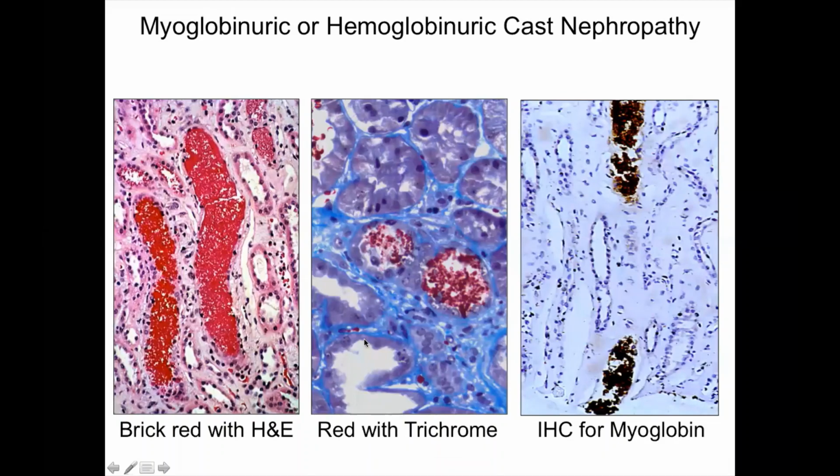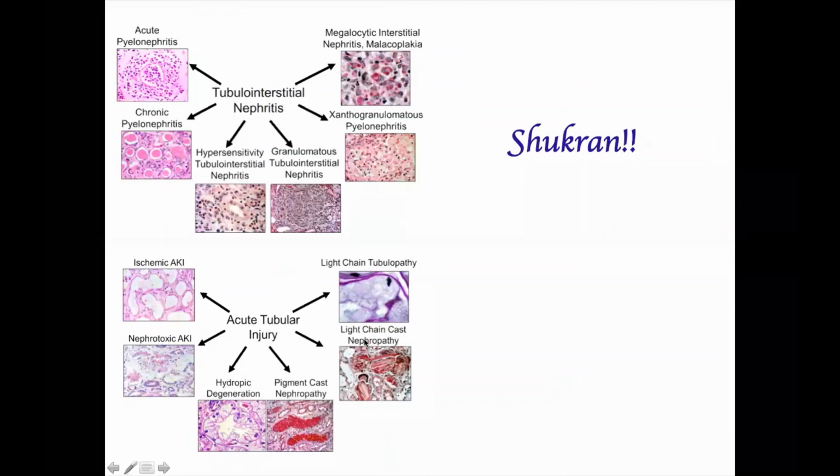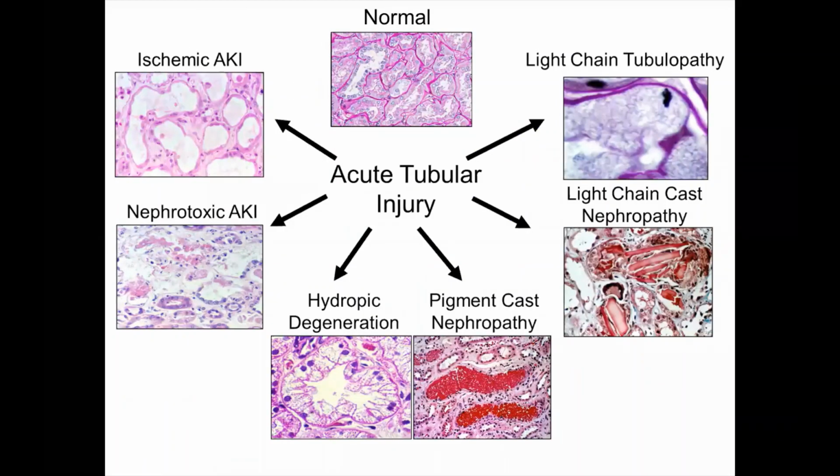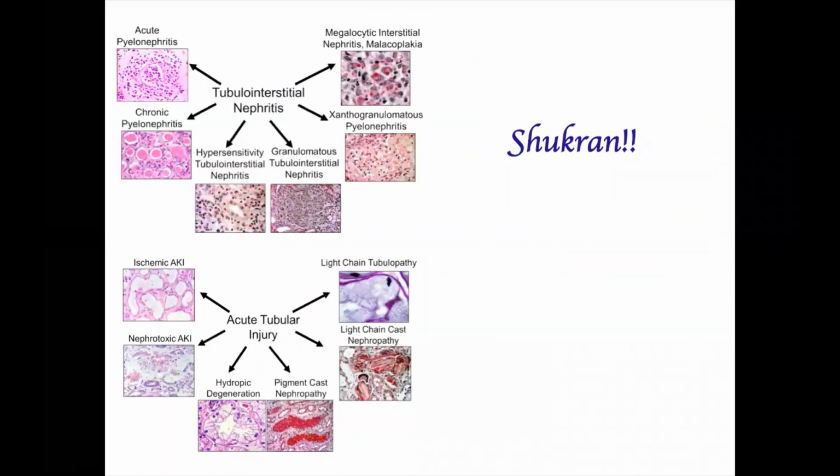Let's see if in the future I can show you pictures of myeloma casts. So that's basically it. Today we talked about tubulointerstitial diseases, interstitial nephritis, and acute tubular injury, and these are the various causative factors. Nothing more will come out than this. This is basically what you need to know.